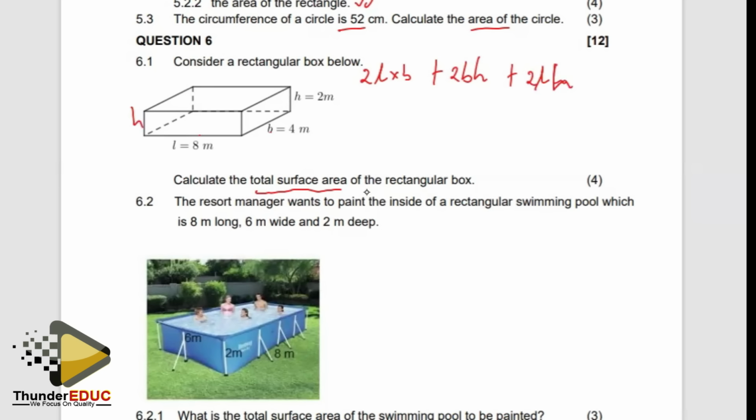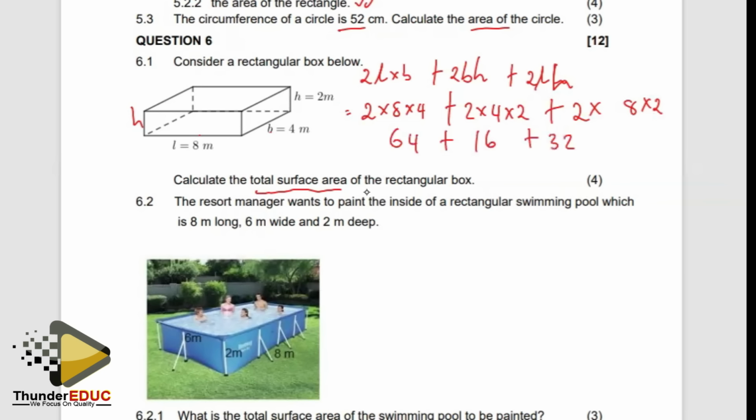And then I just substitute. So this is 2, my length is 8, my breadth is 4. Plus 2, my breadth is 4, my height is 2. Plus 2, my length is 8, my height is 2. So that's going to be 64 plus 16 plus 32. That's going to be 80 plus 32, which is 112 meters squared. So that becomes the surface area.